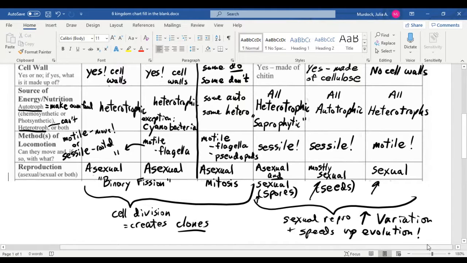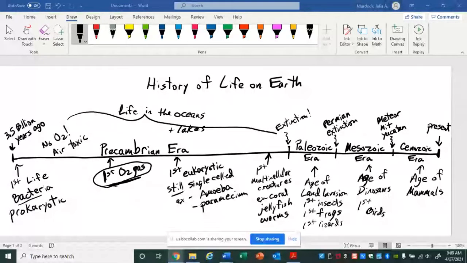If you look back at the timeline, let me go back to my other page that I drew for you, just so we can make a connection here. Okay, there. So the timeline, right?